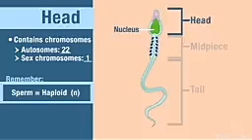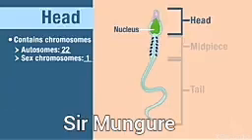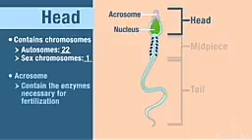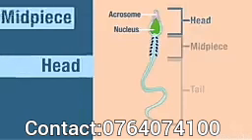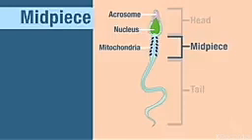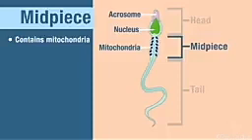Remember that autosomal chromosomes are the chromosomes found in the body, not involved in determining sex, but the sex chromosomes are those that determine sex. The head also contains the acrosome, which contains proteins that help the sperm enter the egg during fertilization.